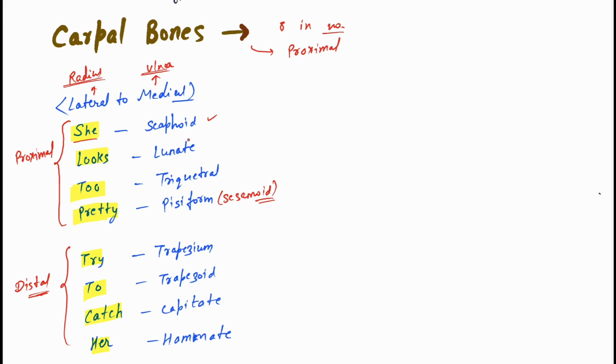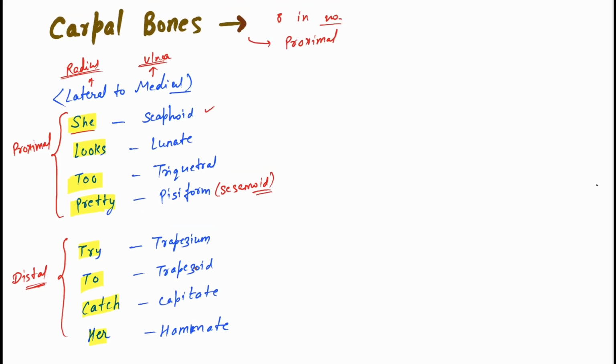So remember this sequence: scaphoid, lunate, triquetrum, pisiform, trapezium, trapezoid, capitate, and hamate. Remember it from the mnemonic. Once you remember the mnemonic, you will get all the carpal bones. So these are the carpal bones, with the proximal bones and the distal bones.